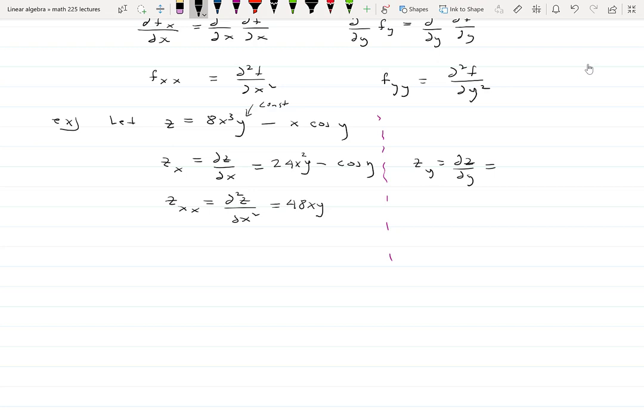So let's do the derivative with respect to y. That means we're going to hold x constant. So if we hold x constant in 8x cubed y, then 8x cubed is constant. The derivative of y is 1. My first attempt at this, I was really doing the partial with respect to y at first. Okay, enough babbling here. 8x cubed. Now the derivative with respect to y of x cosine y. And the derivative of cosine is negative sine. So this is positive x sine y.